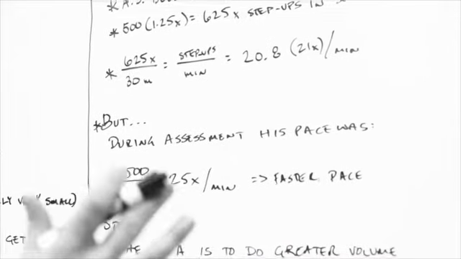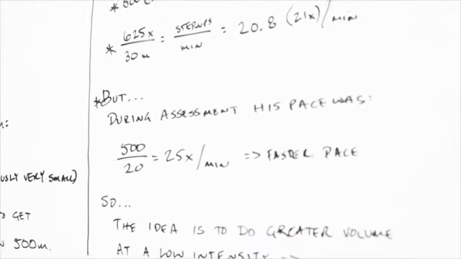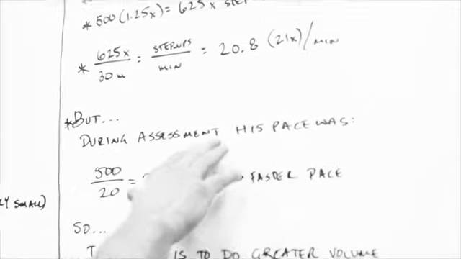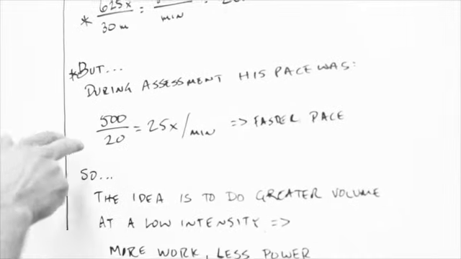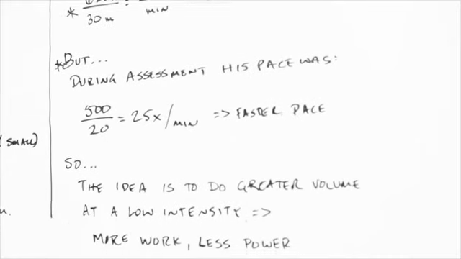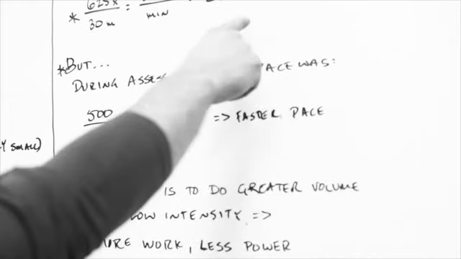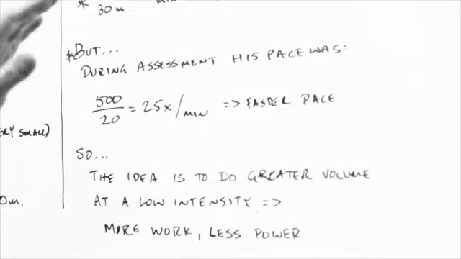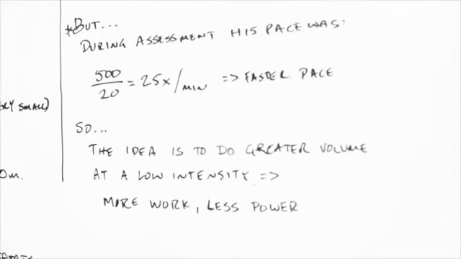Now let's look at how this is easier. During AJ's assessment, his pace was 500 divided by 20, because 500 step-ups in 20 minutes equals 25 per minute. So he was at a faster pace than what he has to do today. So he has to slow his pace down today.